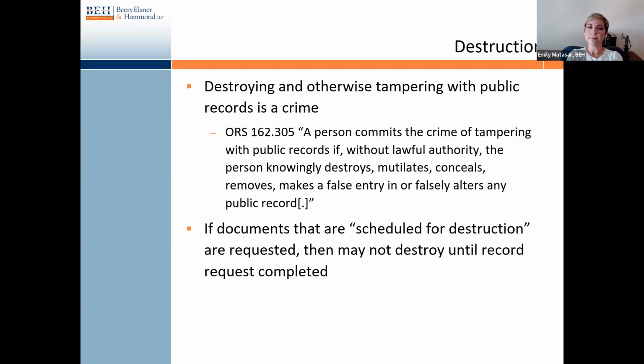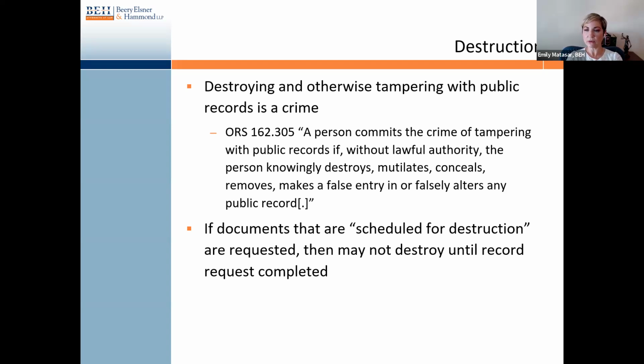So destroying and otherwise tampering with public records is a crime, and I am going to read the definition. A person commits the crime of tampering with public records if, without lawful authority, the person knowingly destroys, mutilates, conceals, removes, makes a false entry in, or falsely alters any public record. In reading that, I emphasize the word knowingly because I want to draw your attention to it. In order for it to be a crime, it must be knowingly done.